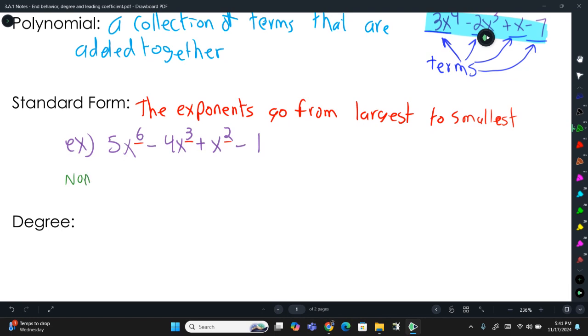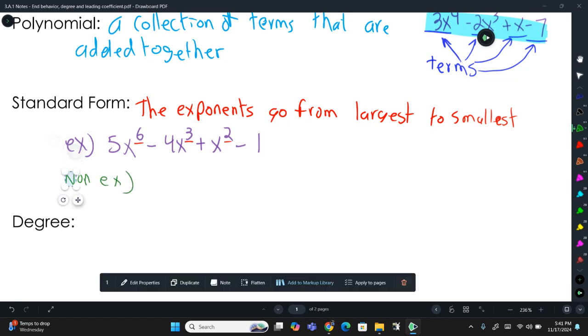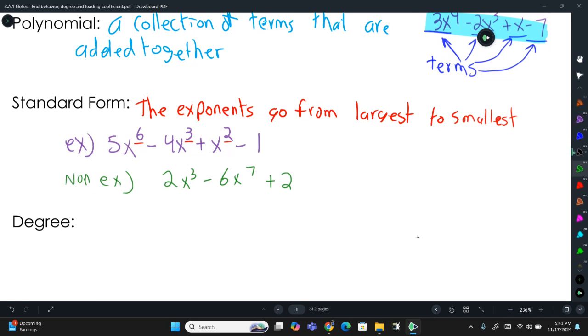So a non-example could be something like 2x to the third minus 6x to the seventh plus 2. Notice that the exponents do not go in order from largest to smallest. I have 3 and then 7. 7 is bigger than 3, so that's why this is a non-example of standard form. This is still a polynomial, but it's not written in standard form because the exponents don't go from biggest to smallest.